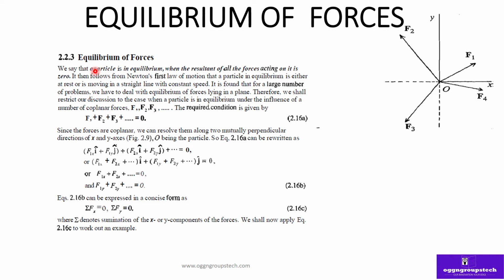We defined what is meant by equilibrium of forces. Here this is an example of equilibrium of forces, where the total sum of all the forces is equal to 0. If the summation of F of x is equal to 0, then the summation of F of y is also equal to 0. So the summation values are equal to 0.